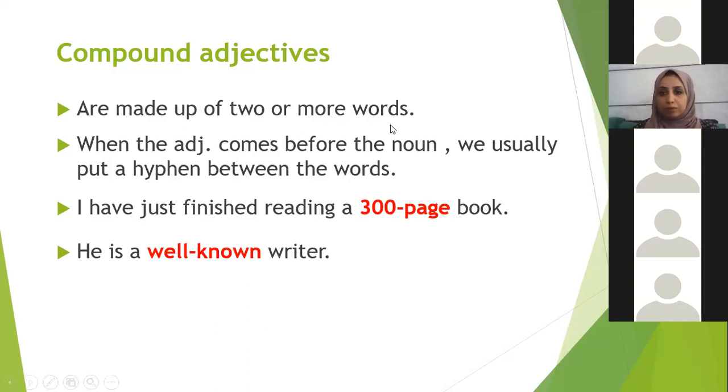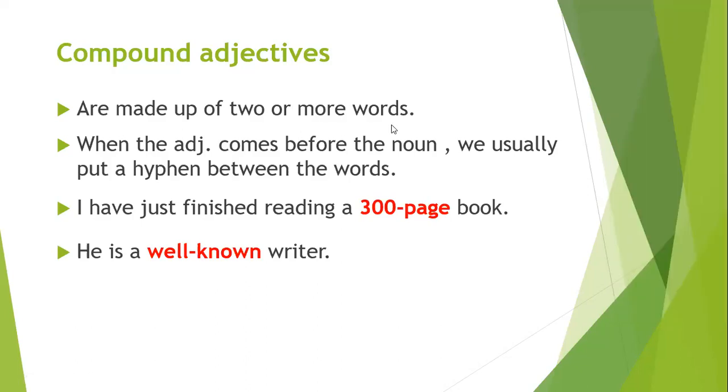When the adjective comes before the noun, we usually put a hyphen between the words. You're going to see some examples now. The hyphen is actually a good way to show you that you have a compound adjective. Example: I have just finished reading a 300-page book. So 300, which is a number, and then a noun with a hyphen together, we have an adjective, and this is a compound adjective.